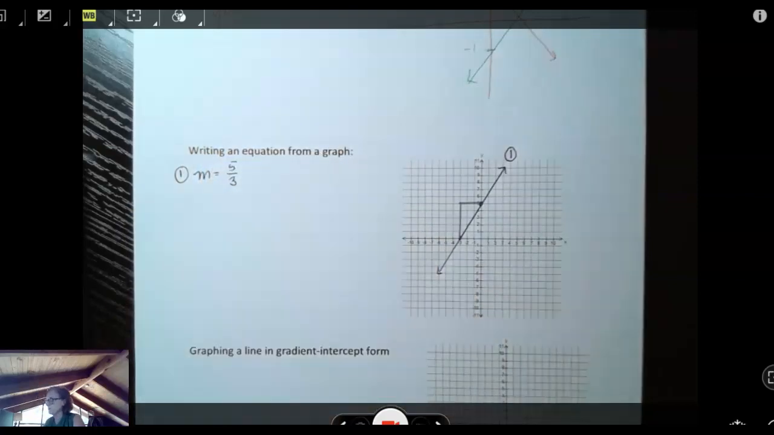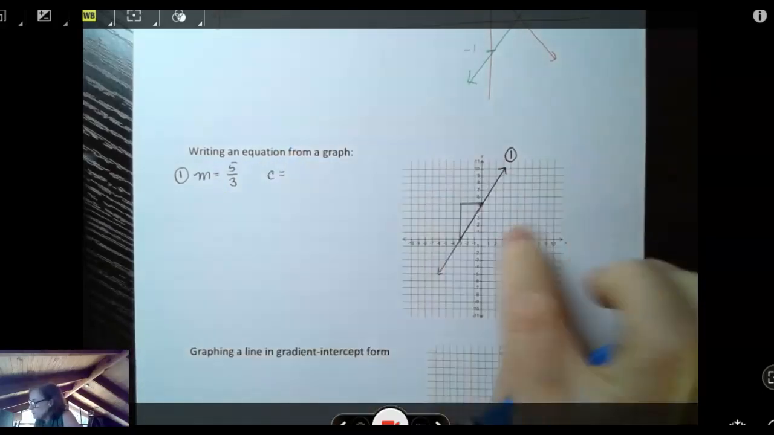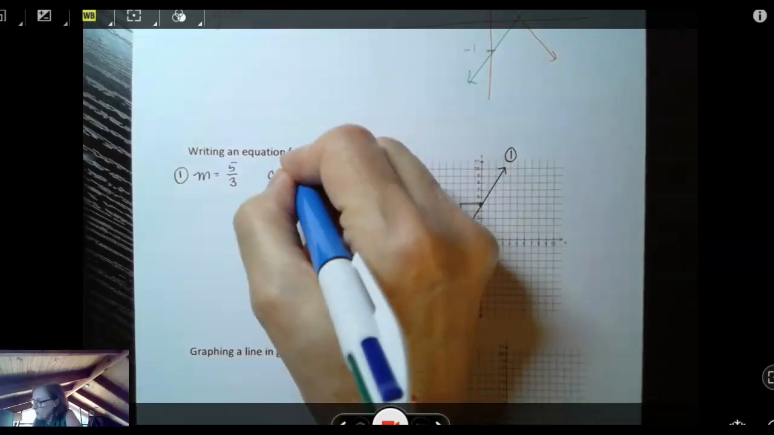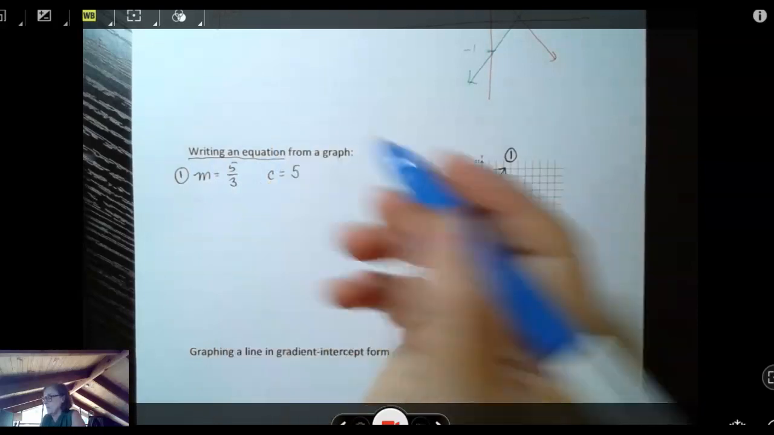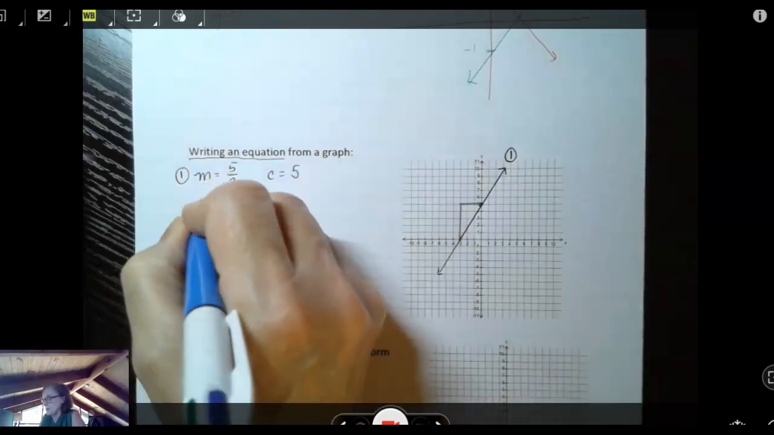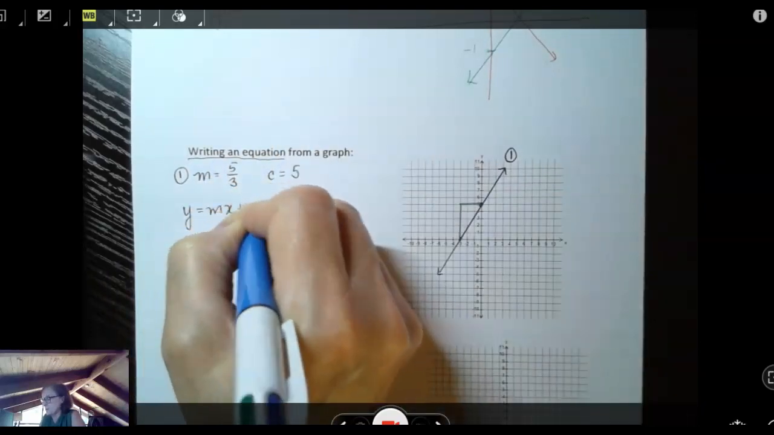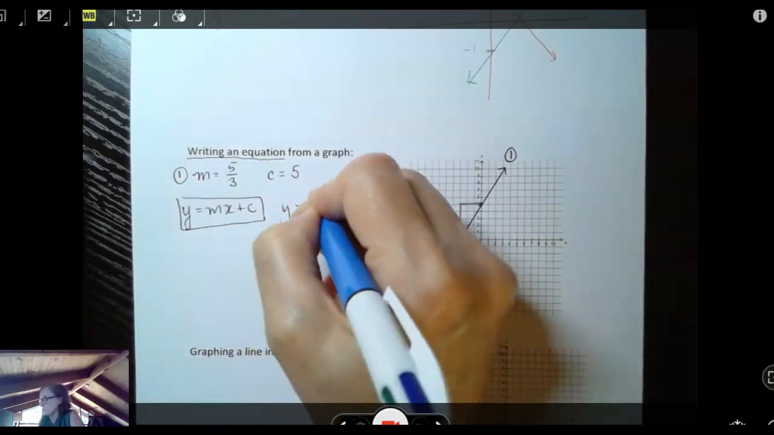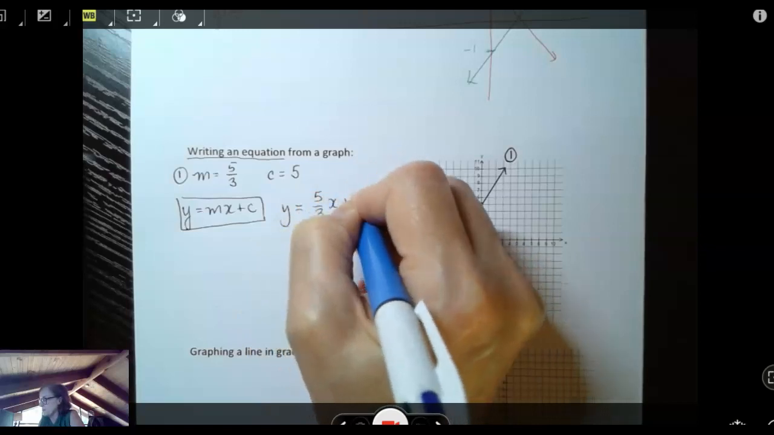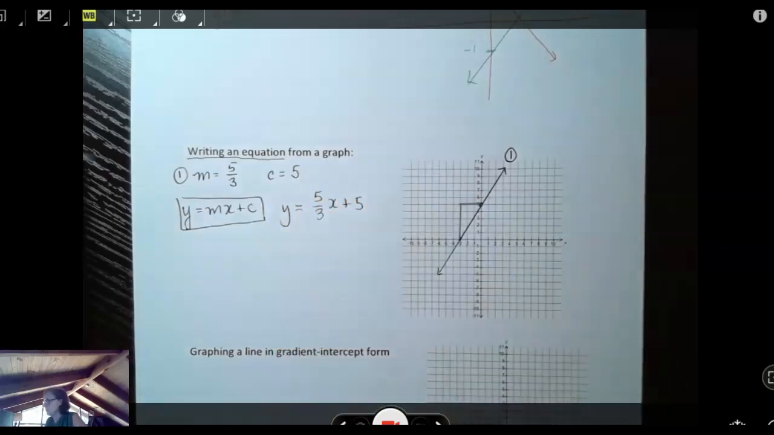So my gradient is up 5 over 3. So everything positive, up and right, always positive. And then my y-intercept, which I call c, is wherever it goes through the y-axis. So that's 5 in this case. And then I write the equation. And the equation is y equals mx plus c. It's of that form, the gradient intercept form. So I write y equals 5/3 x plus 5. Okay, let's try one more.